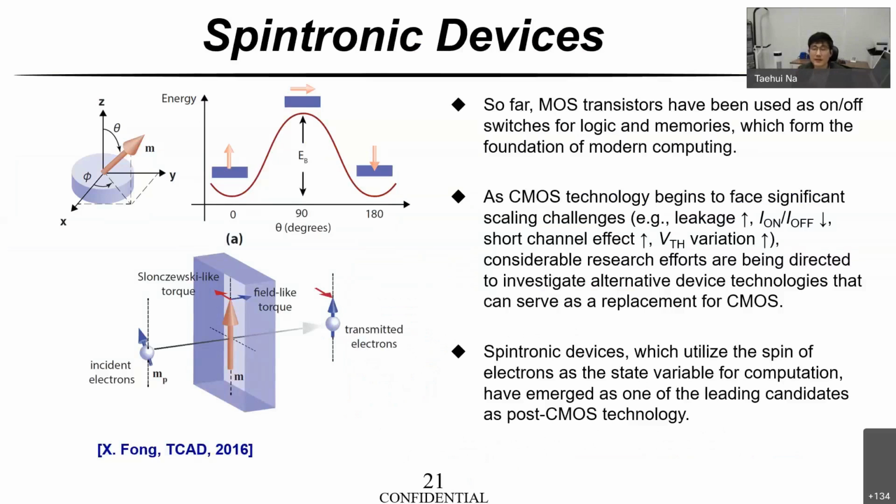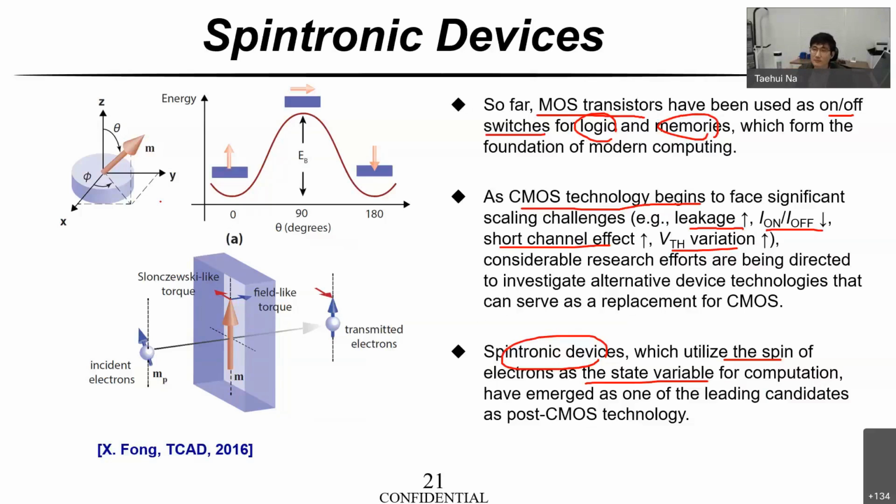Okay, because MRAM uses a spintronic device, I'd like to introduce the spintronic device first. So far, transistors have been used as just the on-off switch for logic and memories, which form the foundation of modern computing. As the technology node scales down, there have been scaling challenges, such as the increase in leakage current, the decrease in the on-off current ratio, the short channel effect, and voltage variation. So the spintronic device, which utilizes the spin of the electron as a state variable for computation, has emerged as one of the leading candidates for post-CMOS technology.